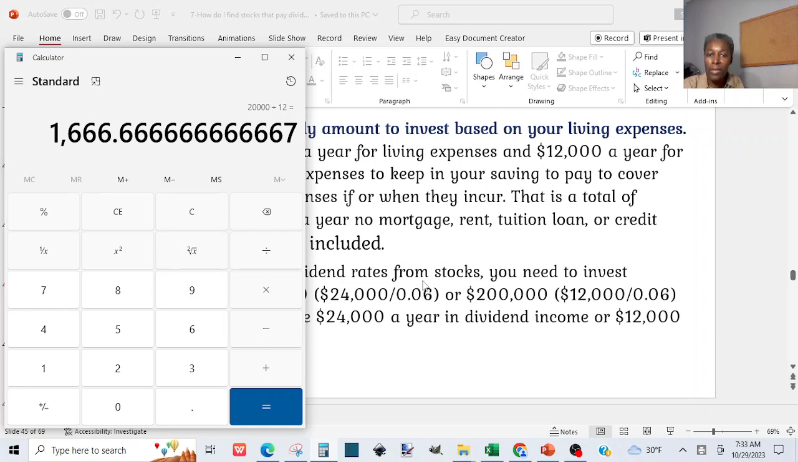That's why the dividend rates that you work with matter. If we did the same thing with 3% dividend stocks, you see that you need twice as much to work with. From 6% to 3%, you need twice as much to invest, from $200,000 to $400,000, to generate $12,000 dividend income a year. That's why you need to know the minimum you are willing to accept from those companies, dividend yield wise.